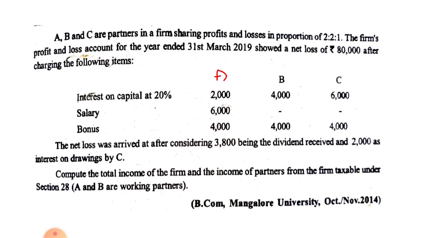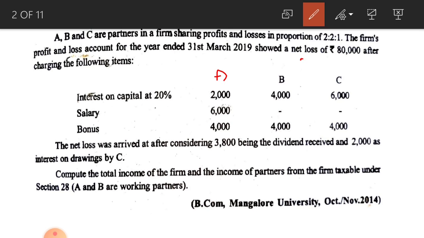Go through this problem. A, B, C are partners in a firm sharing profits and losses in the proportion of 2:1. The firm's profit and loss account for the year ended 31st March 2020 showed a net loss of rupees 80,000 after charging the following items. Here net loss is given, that is 80,000.